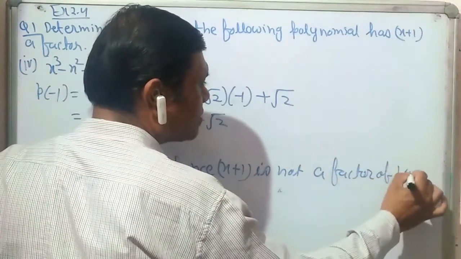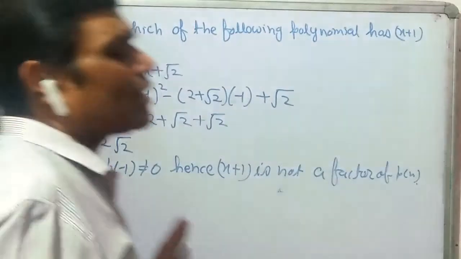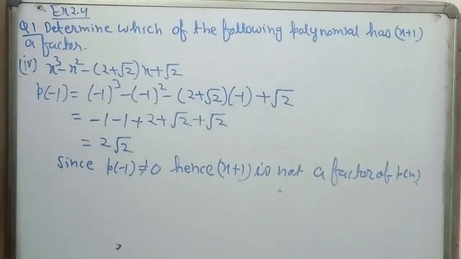In almost all the cases, whenever we have to check a factor, we have simply to put 0 in the place of the variable and we are able to assess whether the given is a factor or not.